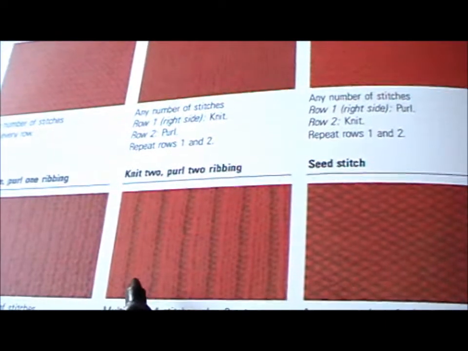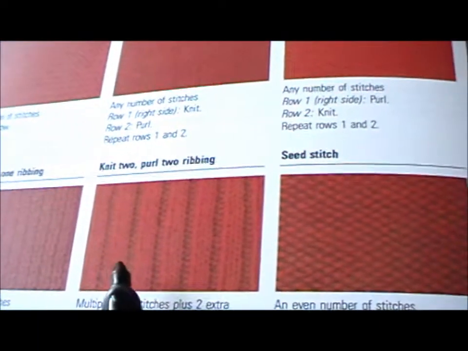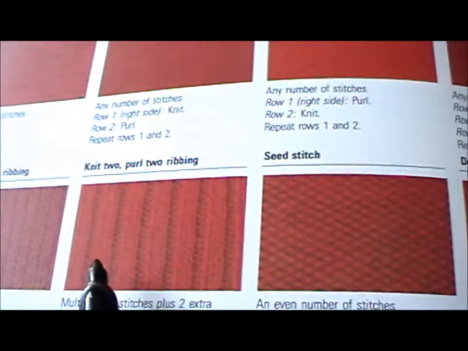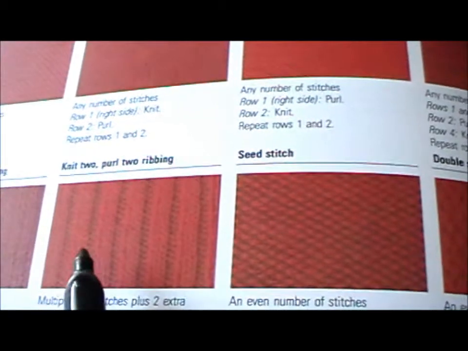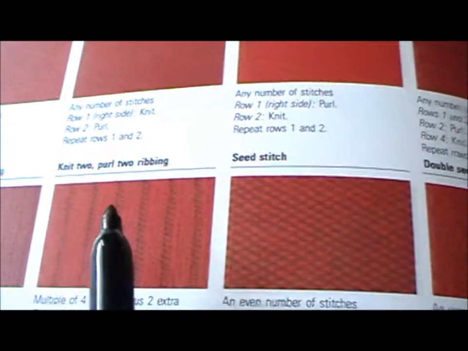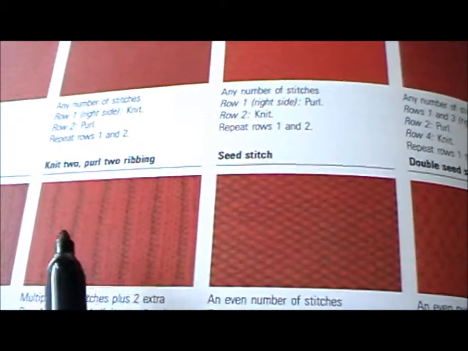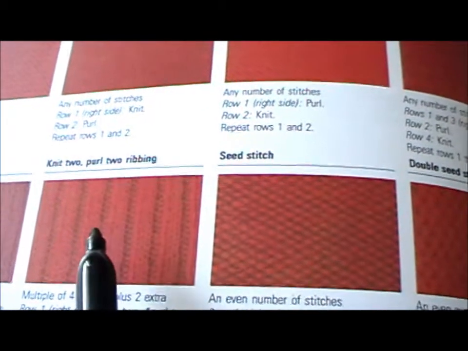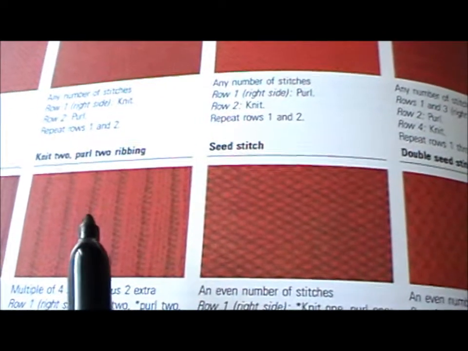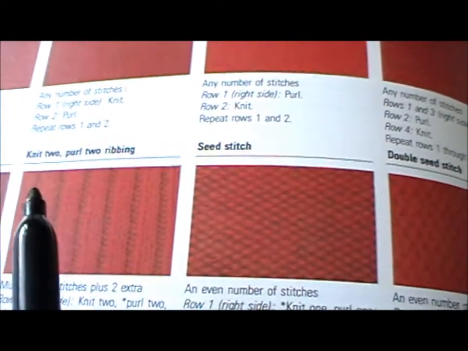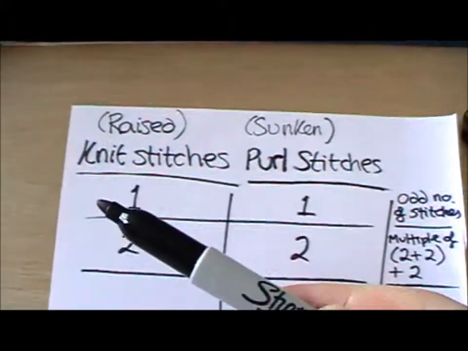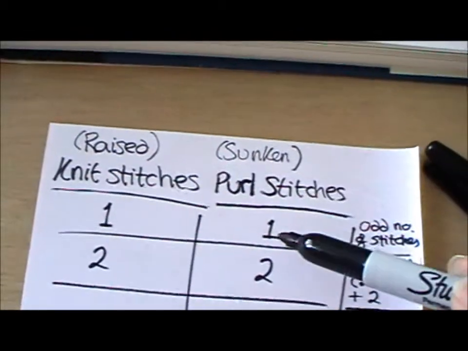And you can see that the knit stitches produce a ridge here of 2 knit stitch rows. Then there's the 2 purl stitch rows, and they produce a dip, which is what gives it the stretch, and they are sunken. So the knit stitches produce the raised ridge bit, and the purl stitches are what produce the sunken bit.